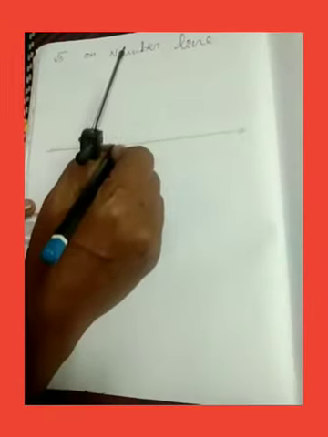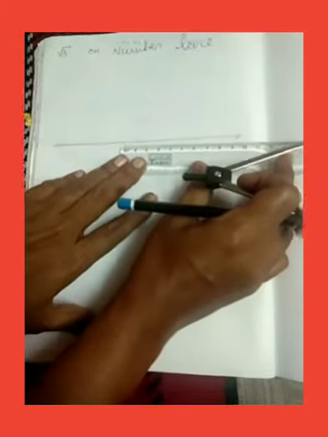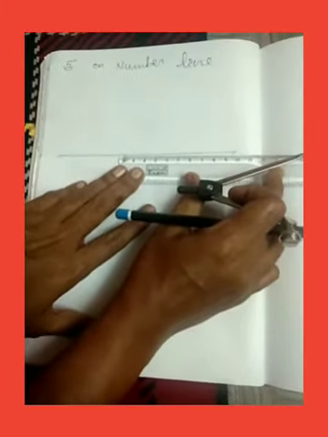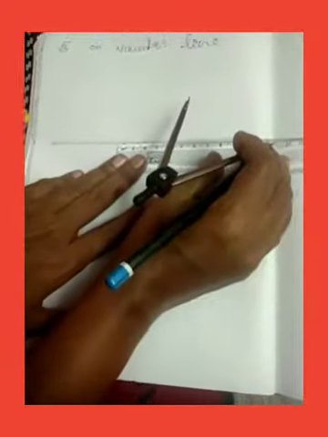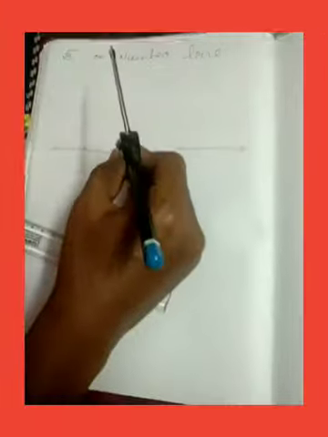And put a point O at the center of the line, or anywhere, and next take 1 centimeter on the number line. Plot this point as A.